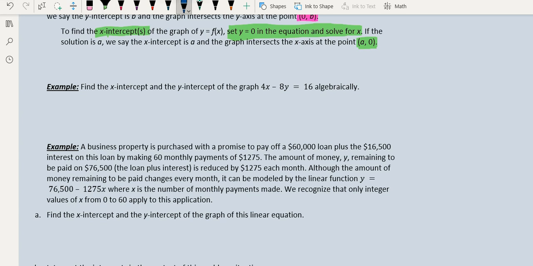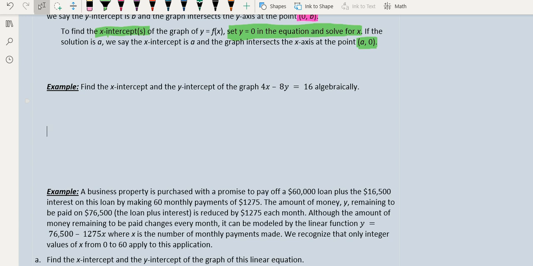Here we go. To find the x-intercept and the y-intercept of 4x minus 8 equals 16 algebraically, first, I want to find the x-intercept first. To find the x-intercept first, I'm going to set y equal to 0. So this should be 4x minus 8 times 0 equals 16.